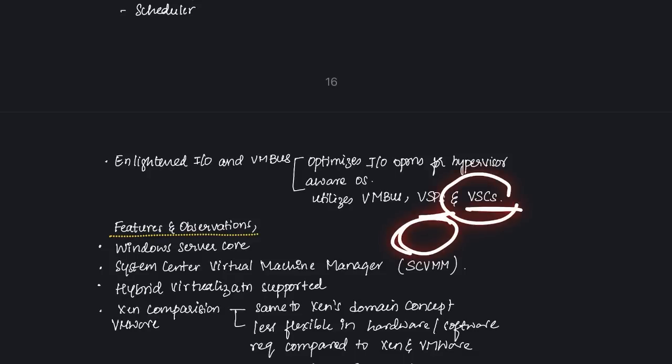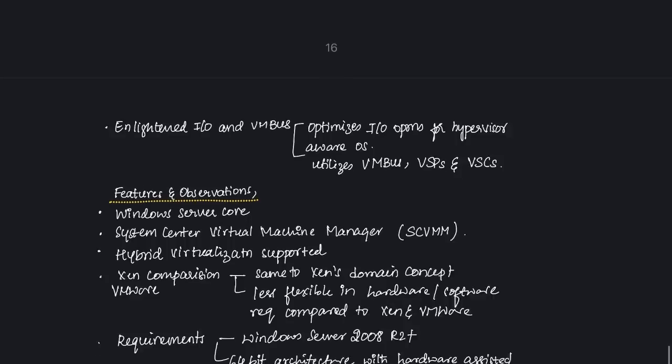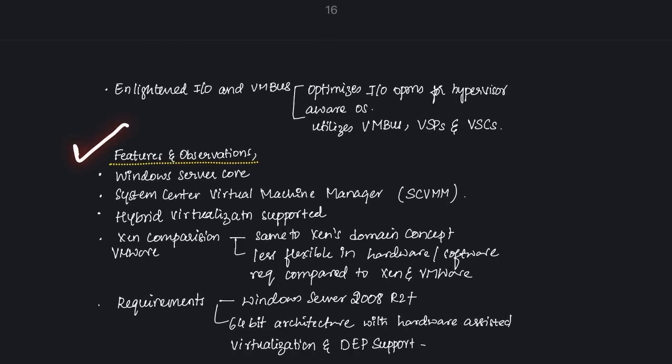Then we have VSC, virtual service clients. These are the virtual devices which will run in the child partitions. They'll interact with the VSPs, and then they'll interact with the VM bus. VM bus is common, which will help us to communicate or interact further. Next, we'll speak about the features and observations.